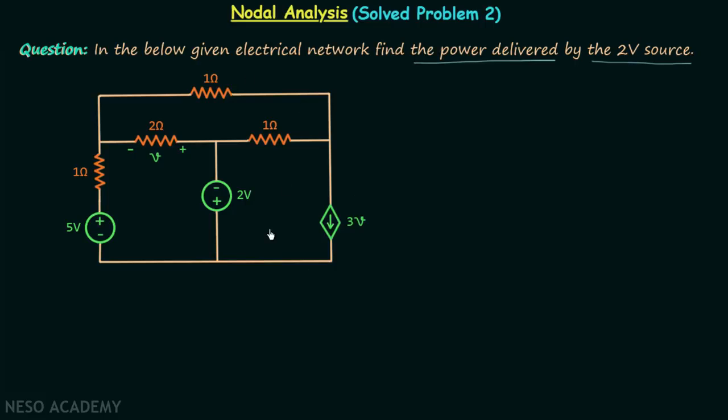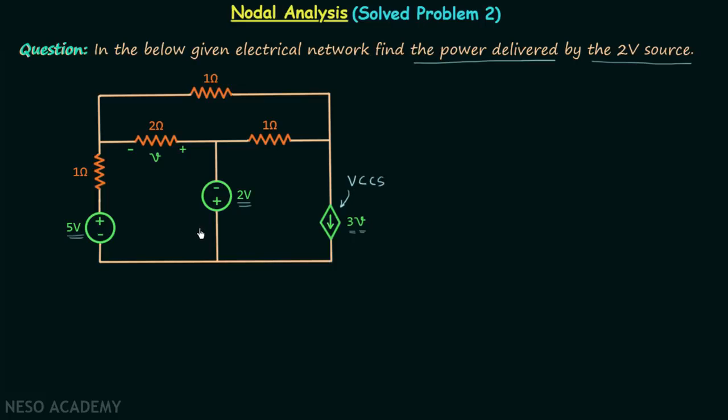And when you look at the given network, you will find there are 1, 2 and 3 sources present, out of which this source is the independent voltage source providing 5 volts, and this source is also an independent source but providing 2 volts, and this source here is the dependent current source providing 3 times V as the current, and V is the voltage across the 2 ohm resistor, and we can say that this dependent source is the voltage controlled current source.